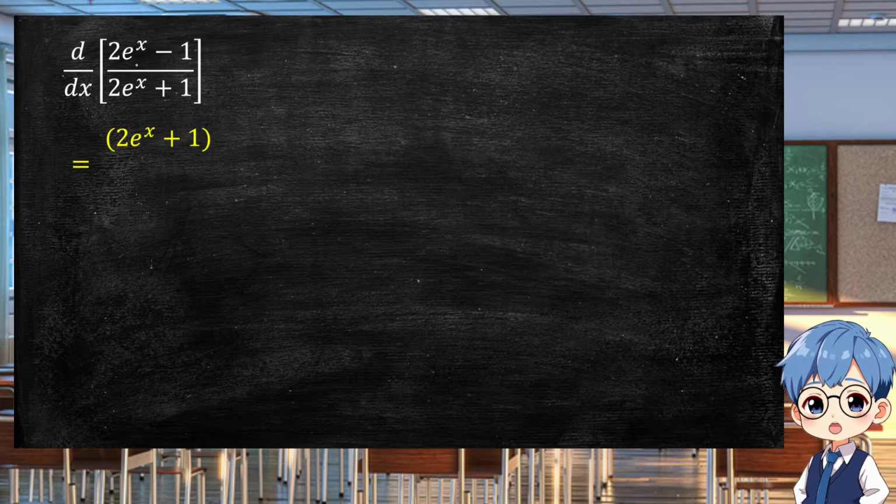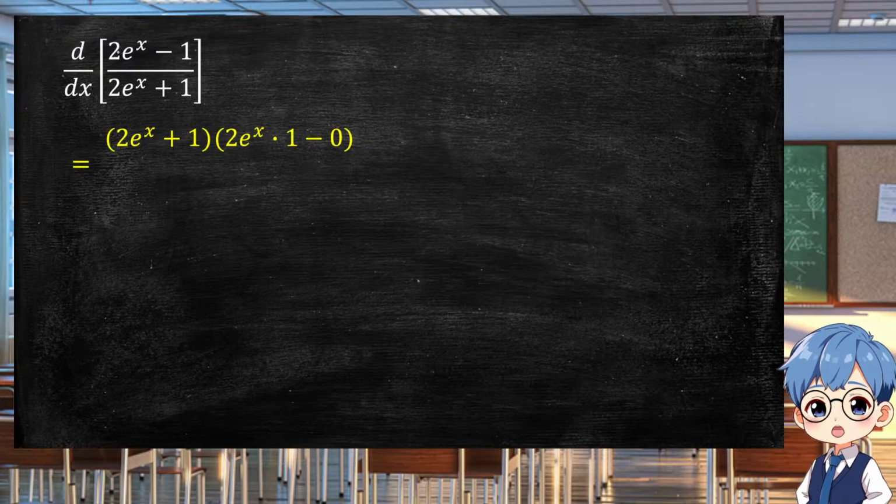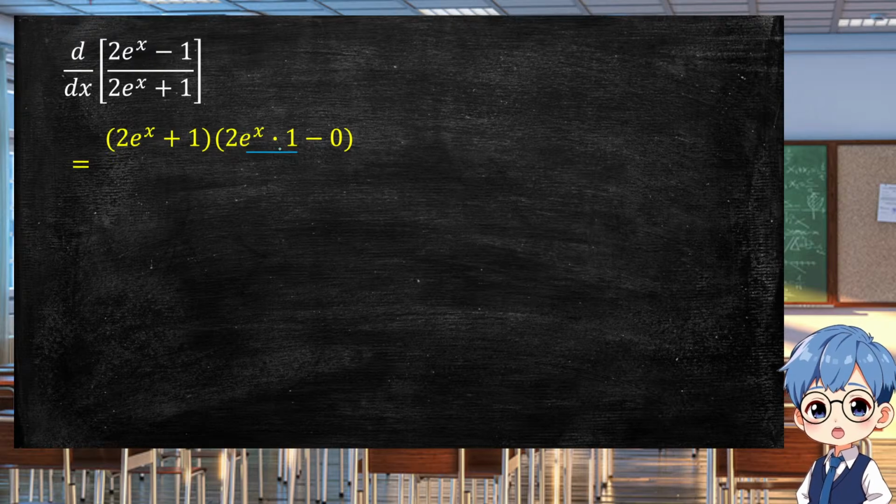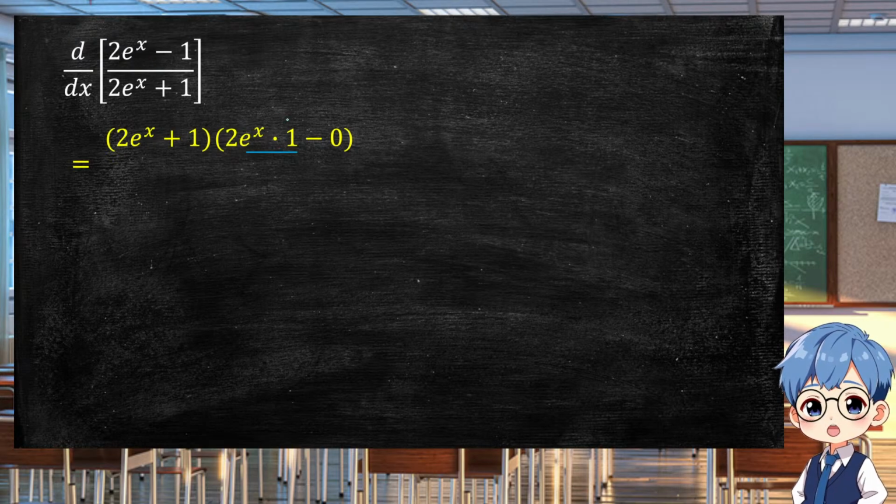Then derivative of u. So derivative of this, so just copy the constant. Derivative of e to the power of x is just e to the power of x times 1, because x is the exponent, derivative of x is 1. So minus derivative of 1 is 0.